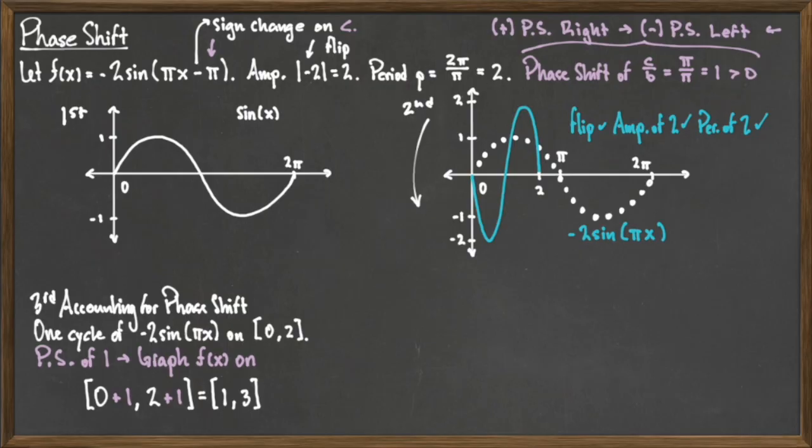And just so we're on the same page, the interval 0 to 2 comes from our default strategy. We always graph one cycle of our trig function on the interval from 0 to p, where p is the period of our function. In this case, p is equal to 2. So the second step, that second graph, we have one cycle graphed from 0 to 2. But now that I have a phase shift, a horizontal shift to account for, I'm just picking my graph and moving it to the right. So that's where this interval 1, 3 comes from. I've taken the interval 0 to 2, and I've added a 1 to each one of the endpoints.